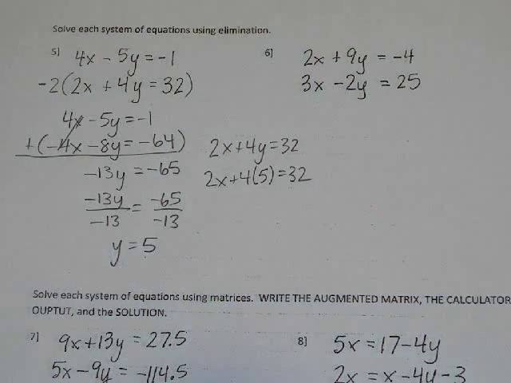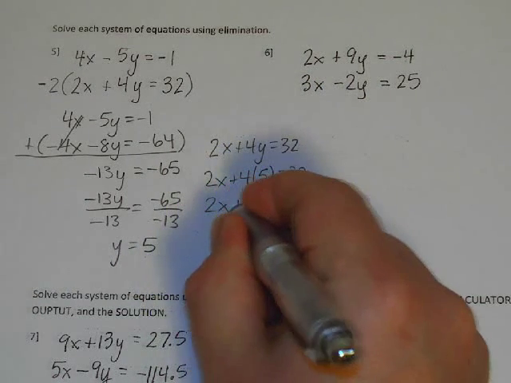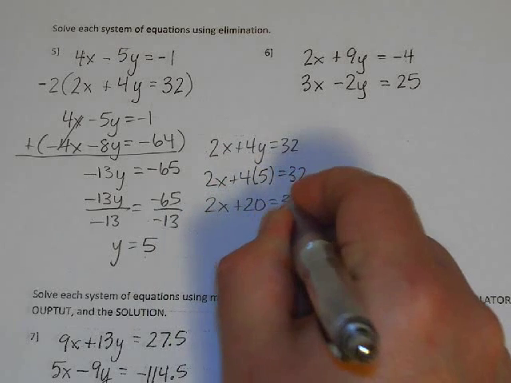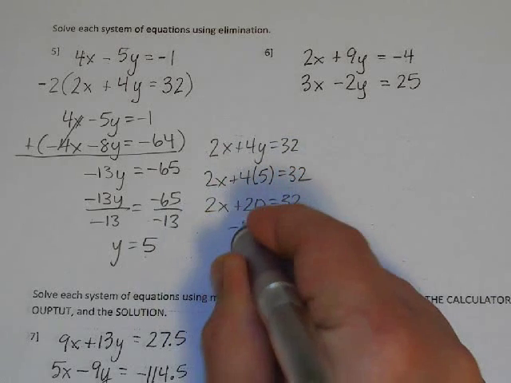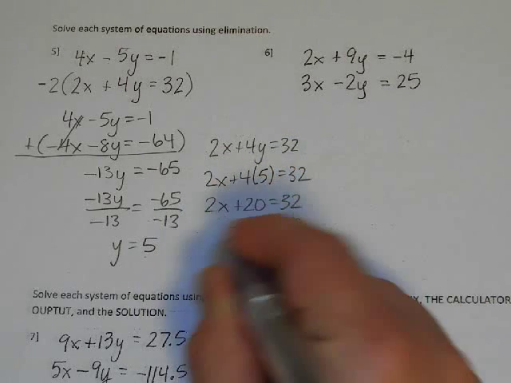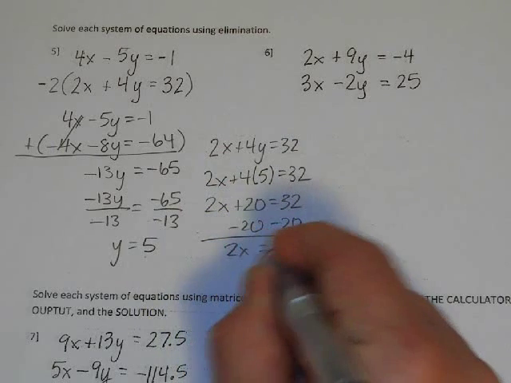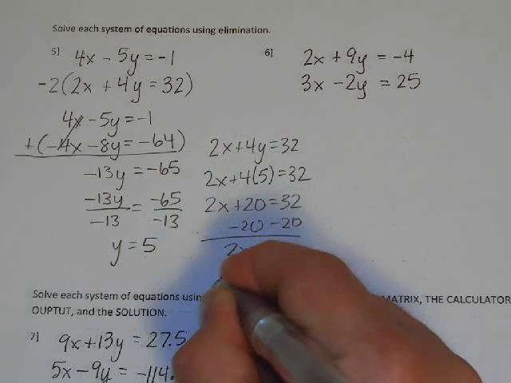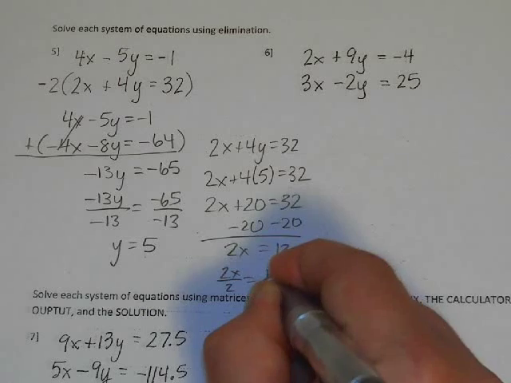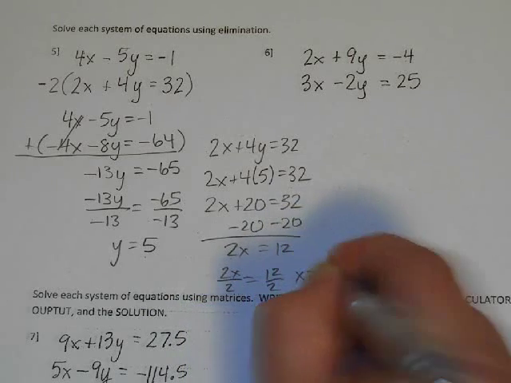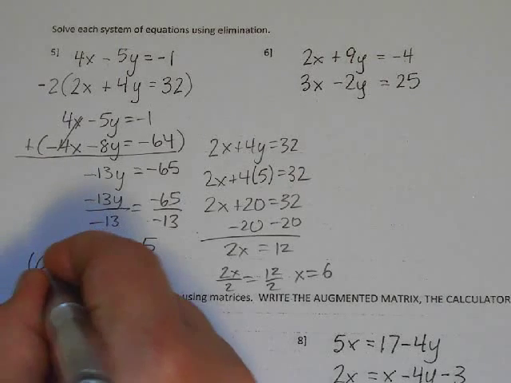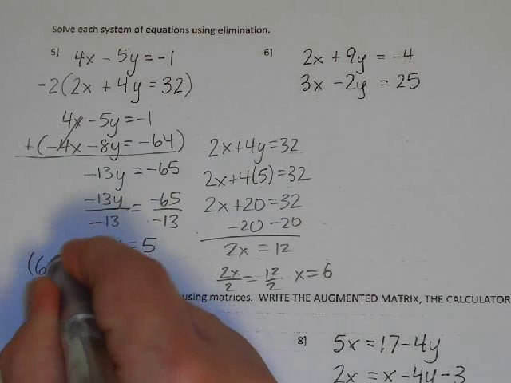Plug in 5 for y. Subtract 20 from both sides. And divide both sides by 2. And I get 6. So the solution is going to be 6, 5.